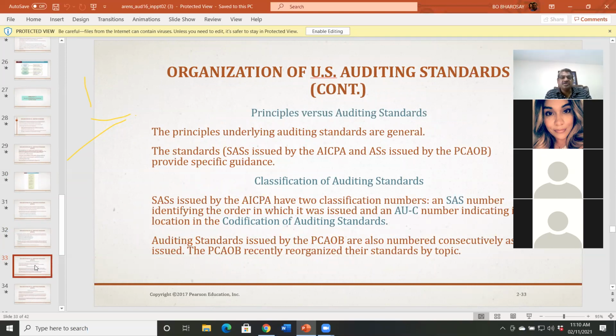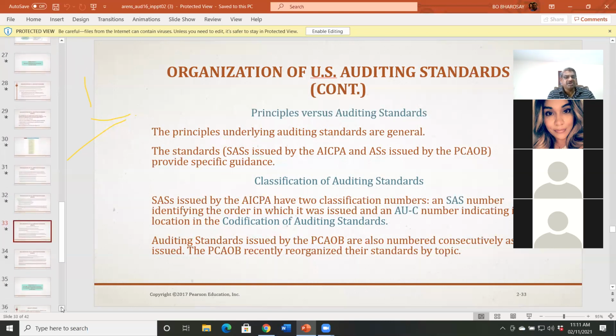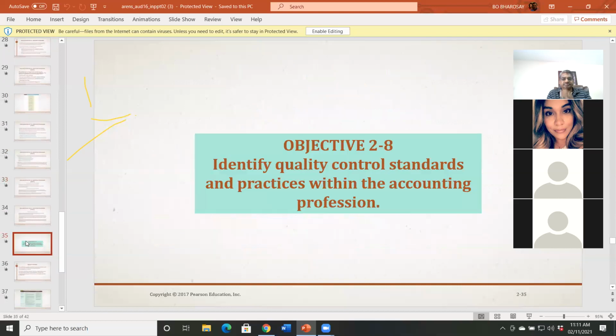Principles versus auditing standards. You could just read through that area. The principles underlying auditing standards are general. The standards, the SASs, AICPA, and PCAOB, provide specific guidance. So the principles develop the overall framework, but the standards provide specific guidance. And classification of auditing standards, they classify as SASs, or codification of auditing standards. Quality control standards and practices within the accounting profession.